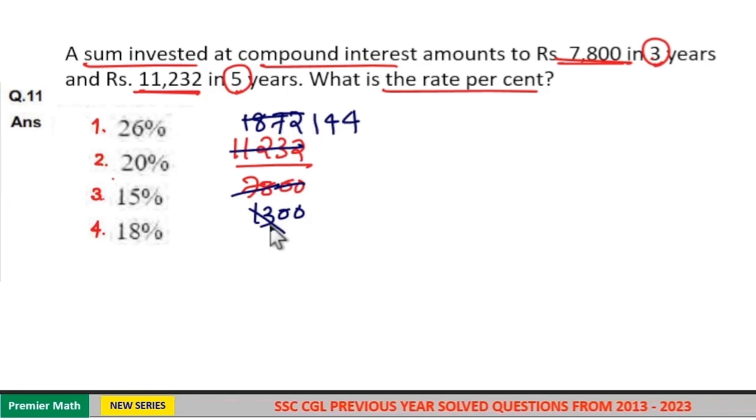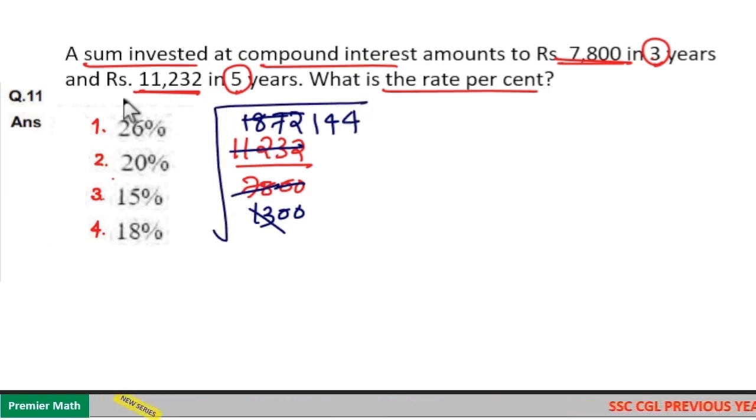So 144 by 100 means this is 2 years difference. That is interest for 2 years. Now to get interest for 1 year, take the square root of it. That is, this is equal to root 144 by 100, which is equal to 12 by 10.